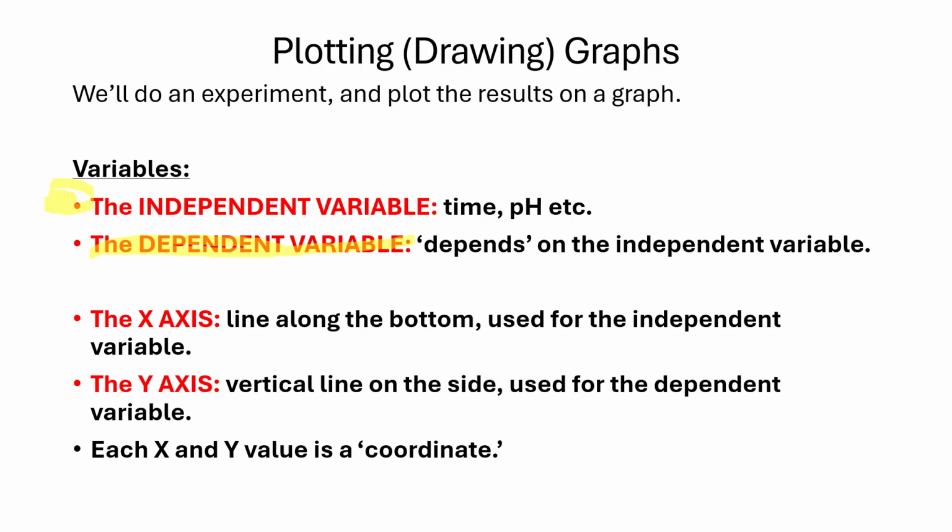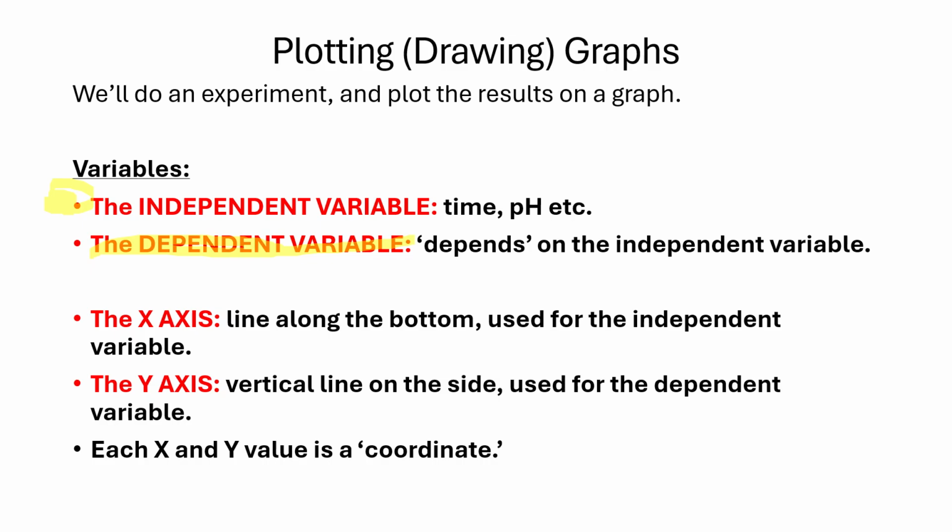The time doesn't slow down or anything depending on the reaction rate. It's the other way around. So the reaction rate will depend on the amount of time that's passed, or the reaction rate will depend on the pH or on the substrate concentration. So one of the two variables we're looking at is dependent on the other. So you should be able to tell me which is a dependent variable and which is an independent variable.